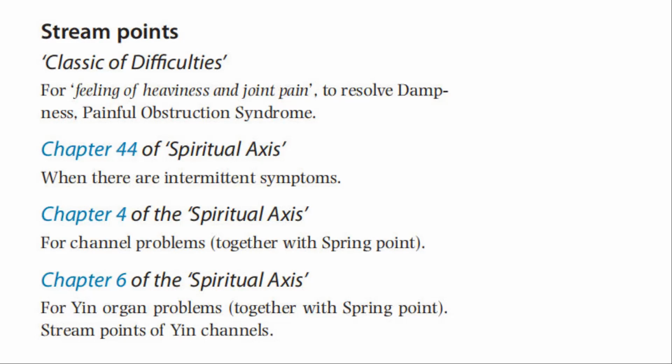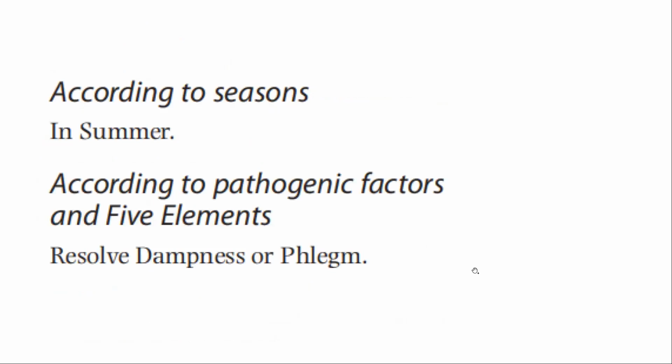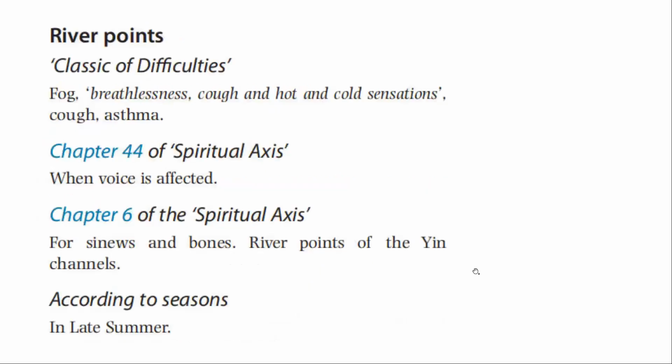Chapter 4 of the Spiritual Axis, stream points are for channel problems together with spring points. Chapter 6 of the Spiritual Axis, for yin organ problems together with spring points of yin channels. According to season, it is used in summer. According to pathogenic factor of 5 elements, it will resolve dampness or phlegm. Next is river points.